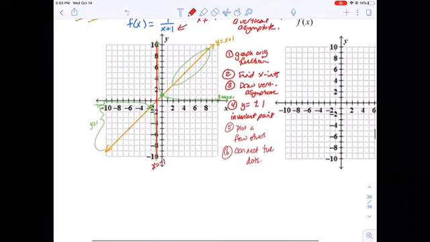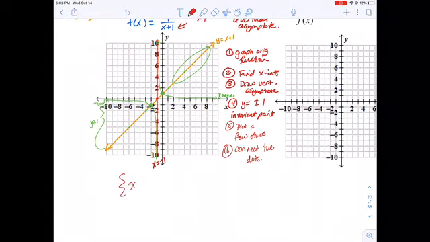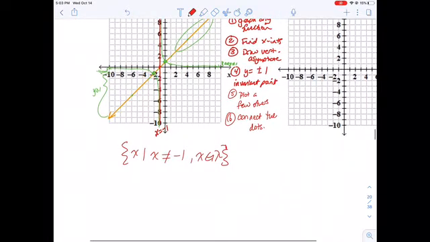Okay, and let's look at the domain and range for this function. The domain would be the set of all x such that x cannot equal -1, but it's all other real numbers. That's my non-permissible value. x can't equal -1. The range is the set of all y's such that y cannot equal 0.